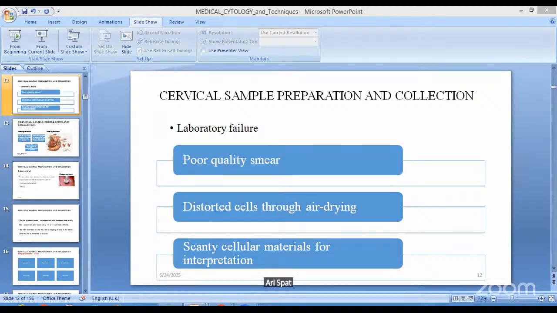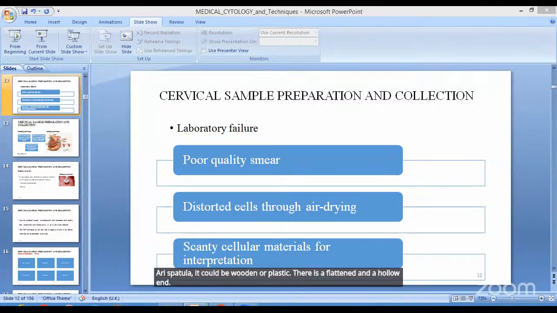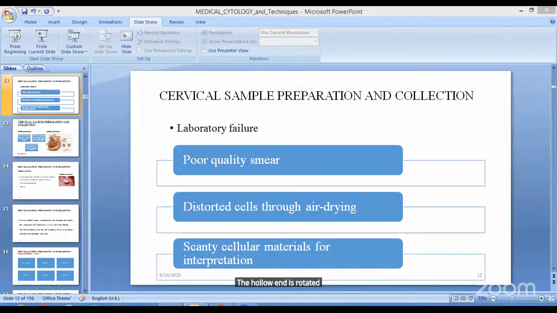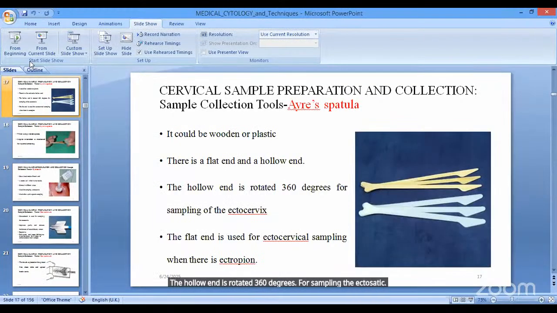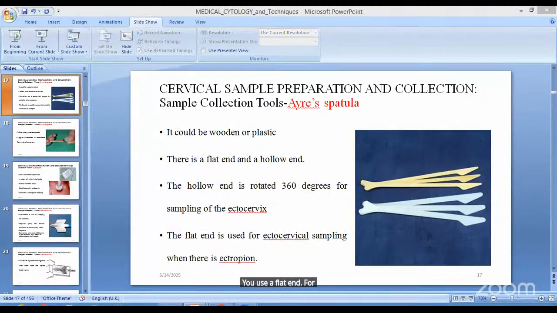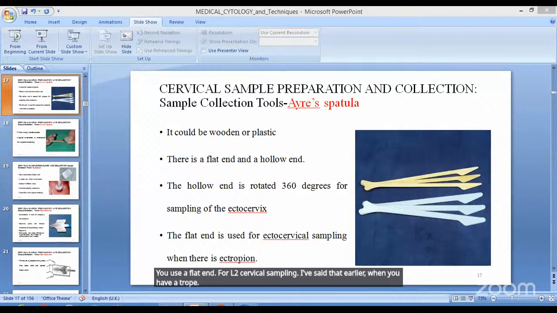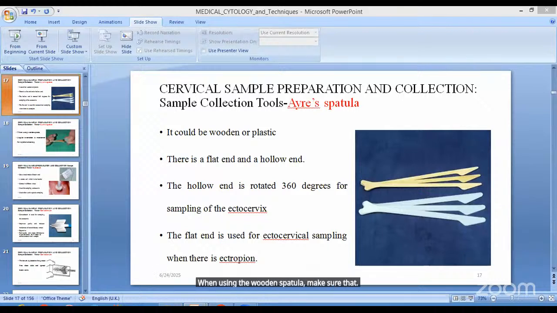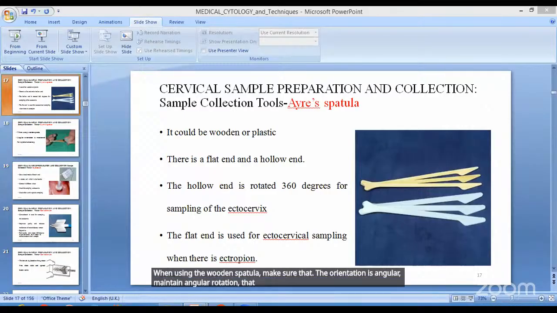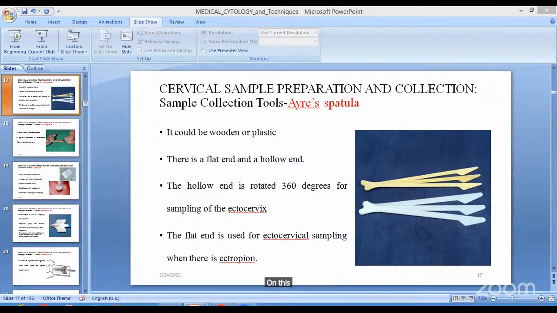For your iris spatula, it could be wooden or plastic. There is a flat end and a hollow end. The hollow end is rotated 360 degrees for sampling the ectocervix. You use the flat end for ectocervical sampling, I've said that earlier, when you have ectropion. When using the wooden spatula, make sure that the orientation is angular, maintain angular rotation. That's what I'm trying to show on this slide.